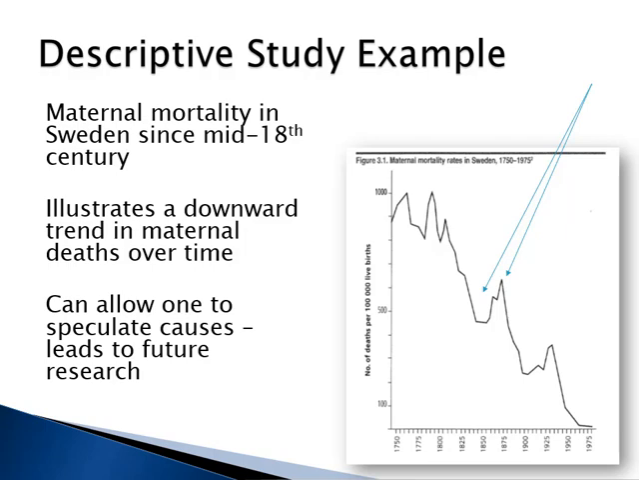So what do we see here? Figure 3.1, maternal mortality rates in Sweden from 1750 to 1975. So what do we see? We see a downward trend in death rates over time. But what does it tell us? We can't attribute anything to the data. We can't say, oh, well, obviously the decrease in death rates is due to improvements in medicine. Well, when did those improvements occur?